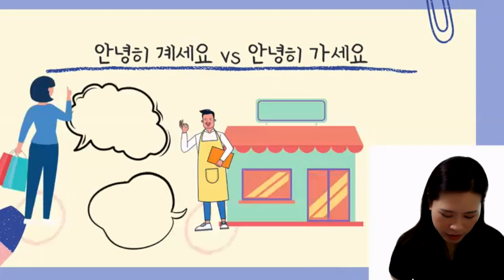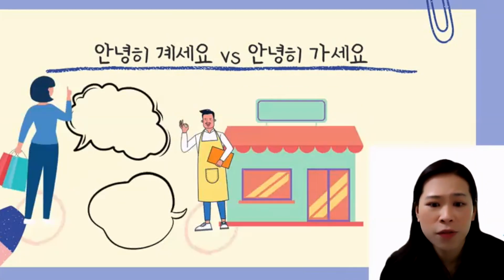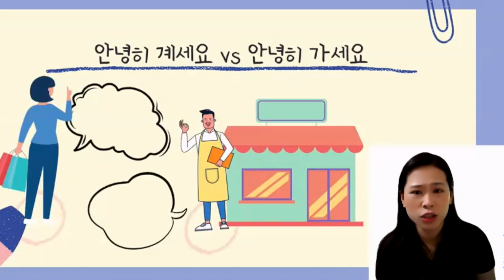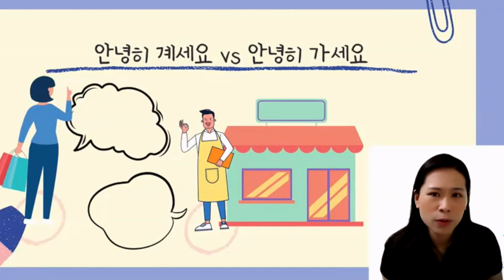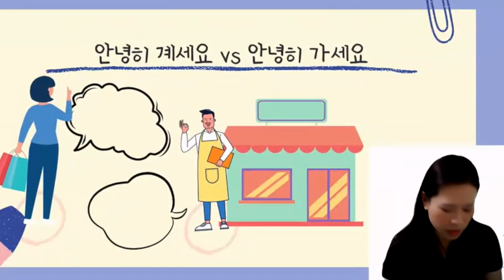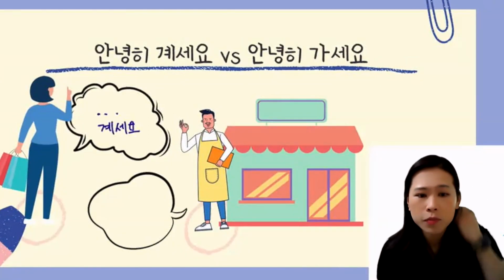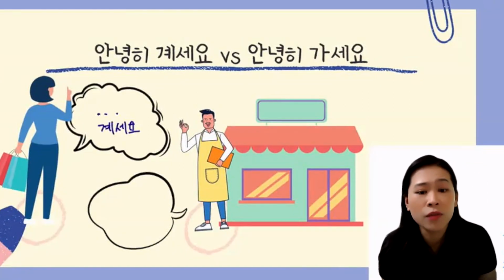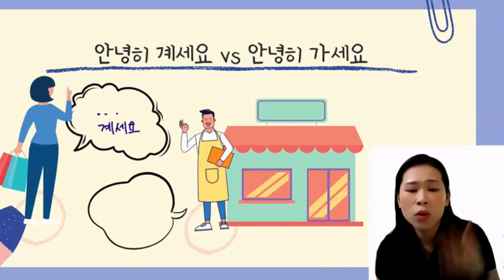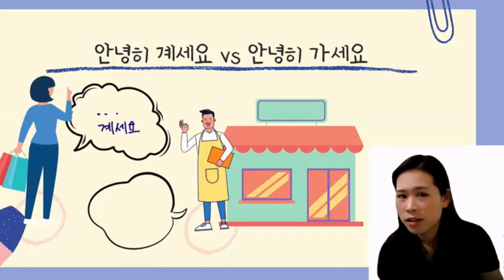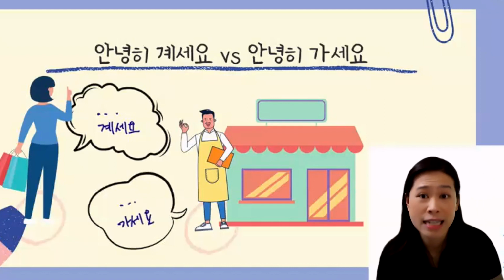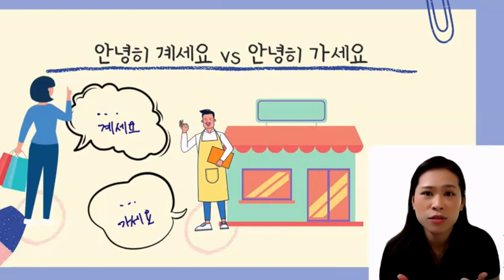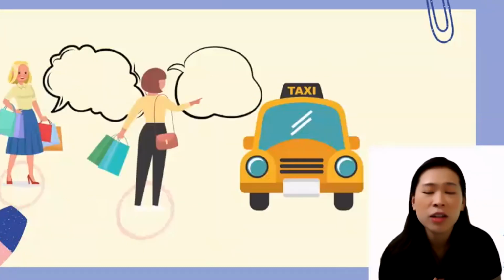All right. Okay, so let's try. If this is the shop assistant, the shop owner, and this lady in blue, what would the lady in blue say? 맞아요. 안녕히 계세요, because the shop assistant is not leaving. What would the shop assistant tell the lady? 맞아요. 안녕히 가세요. 괜찮아요, 여러분?